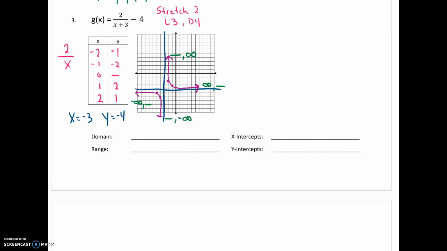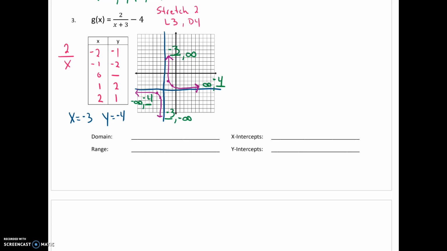And if I look at my asymptotes, those will tell me the missing numbers that I need. So my missing x's will be -3, and my missing y's will be -4, because the walls will prevent the y's from going up or down, and it'll also prevent the x's from going left or right.